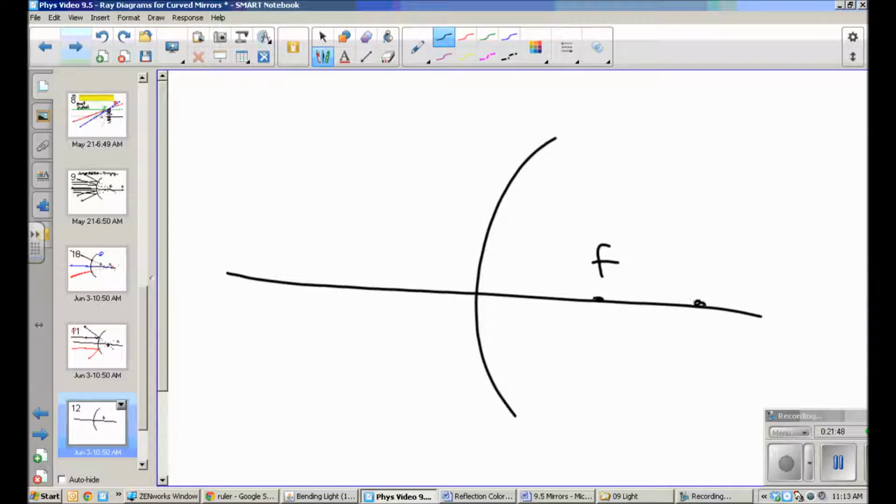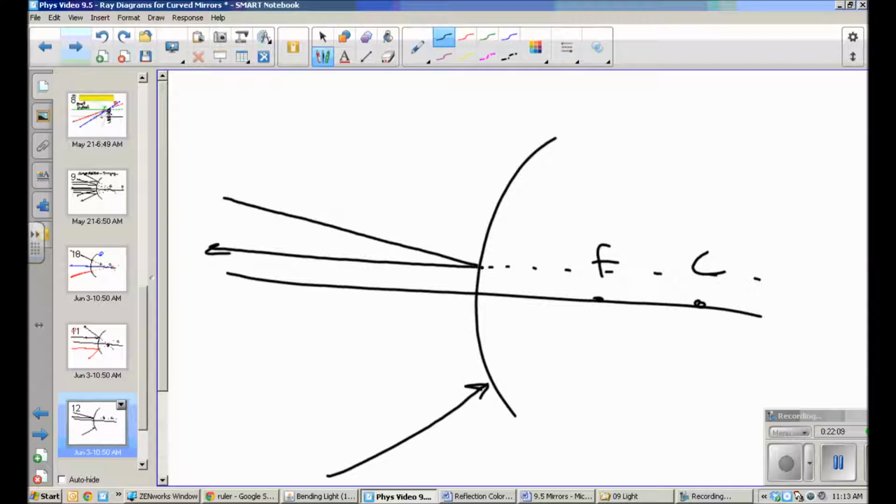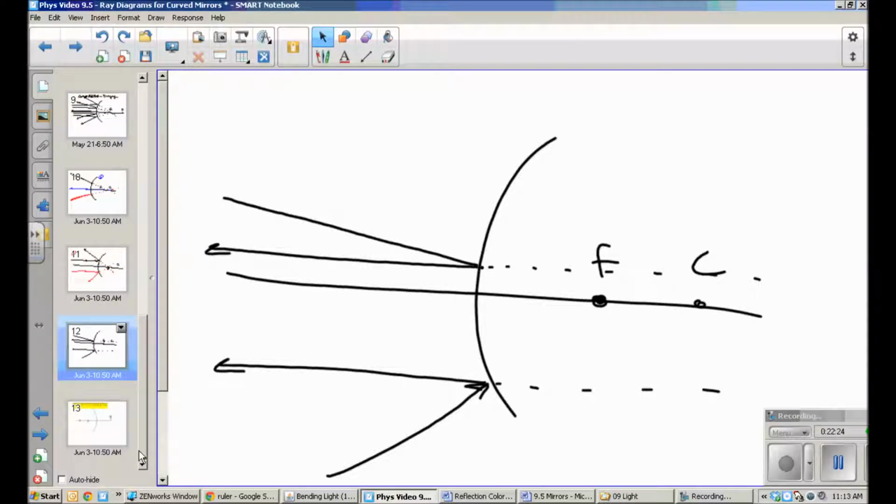Rule number 3 says if you aim a beam of light at the focal point, so this beam of light is aimed at the focal point, it's not going to get there because the mirror is in the way. That beam reflects parallel to the primary axis. Here's another beam aimed at the focal point. It doesn't get there because the mirror is in the way, so it reflects parallel to the primary axis. So that one actually doesn't have anything passing through the focal point because the mirror got in the way and the reflected beam goes parallel. So there you go.